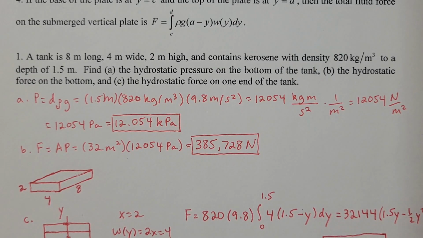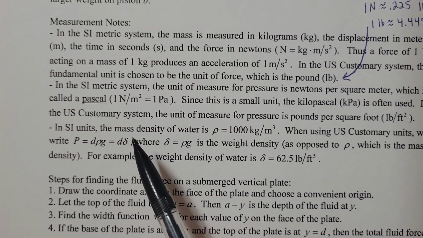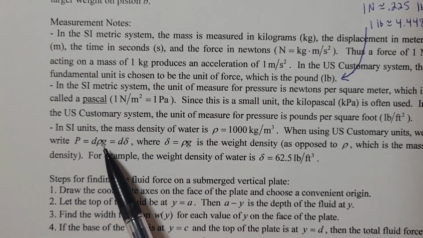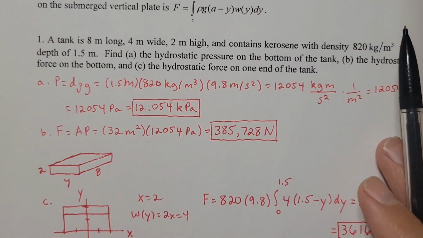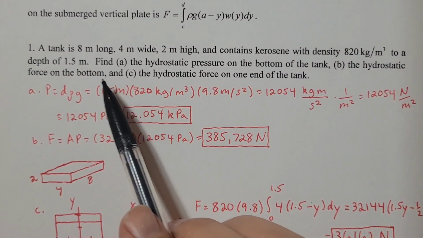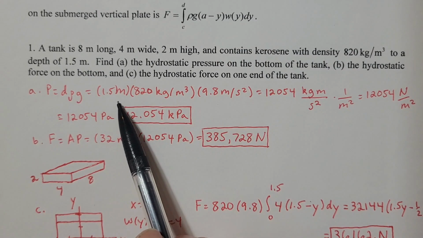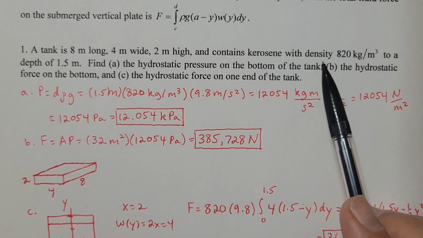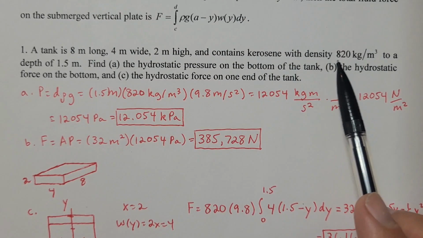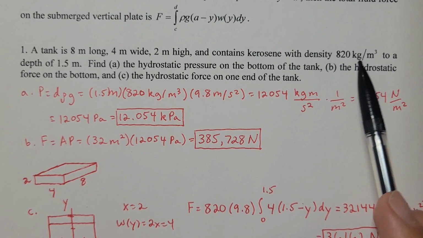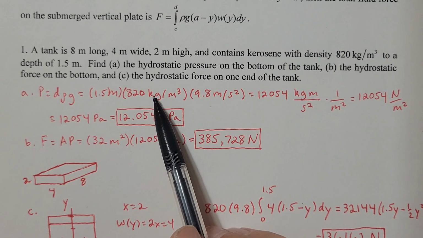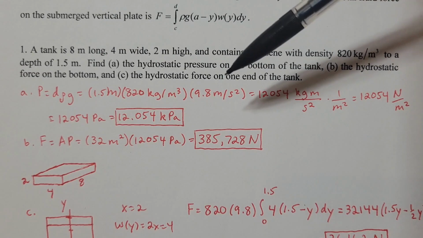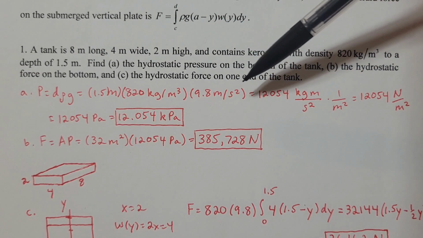Well, let's see. Pressure is defined to be D times rho times G. D is the depth of the water, that's 1.5 meters. Rho is the density, that's 820 kilograms per cubic meter. And then G is the acceleration due to gravity. Again, assume you're on Earth, so 9.8 meters per square second.